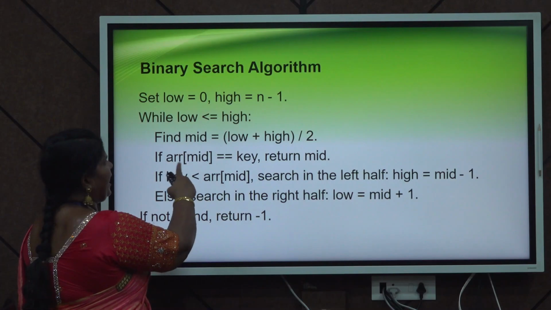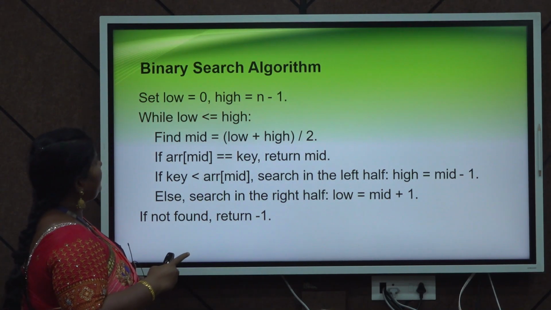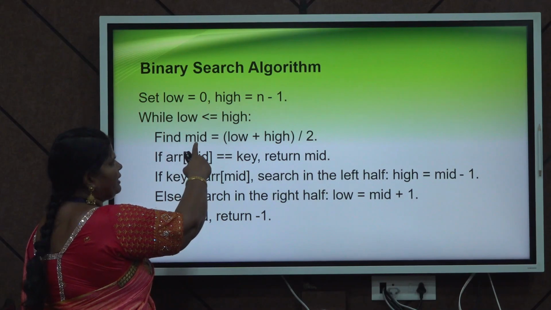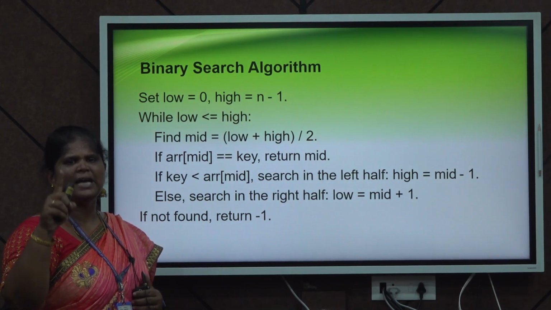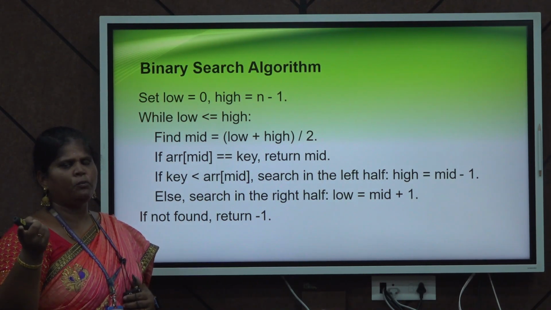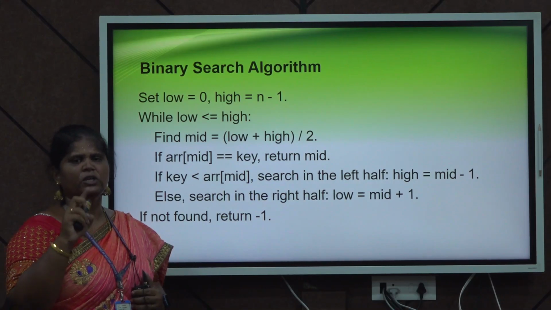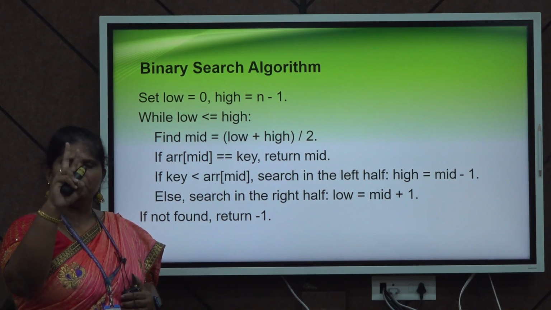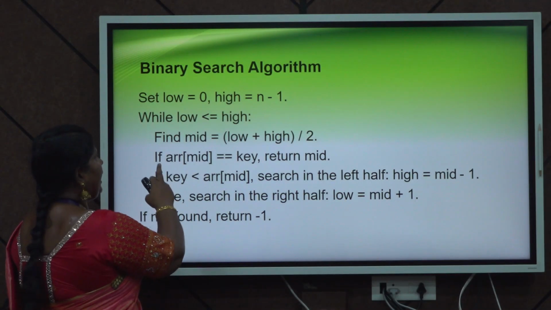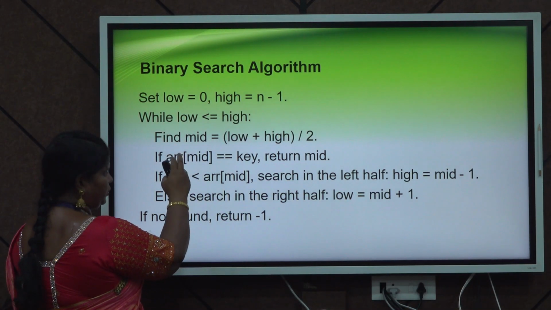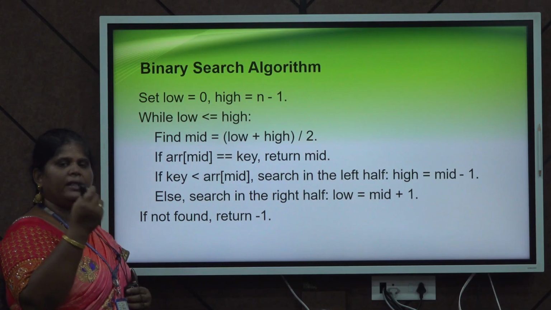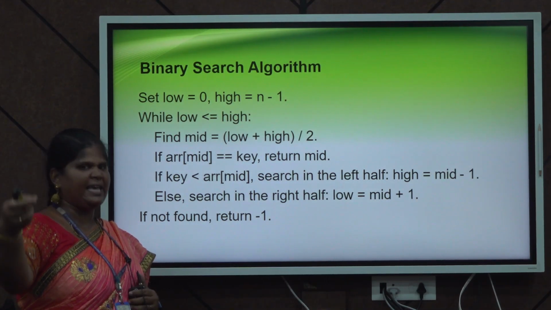And we can check arr of mid. What is called mid? So we have to find the mid value by using low plus high by 2. Low plus high by 2 means, for example, 5 elements in the list means 0 plus 5 divided by 2, and the answer is 2. So your mid position is 2. And we can compare the mid position 2, that is array of 2, with the key element. So the mid position element is compared with the key element.